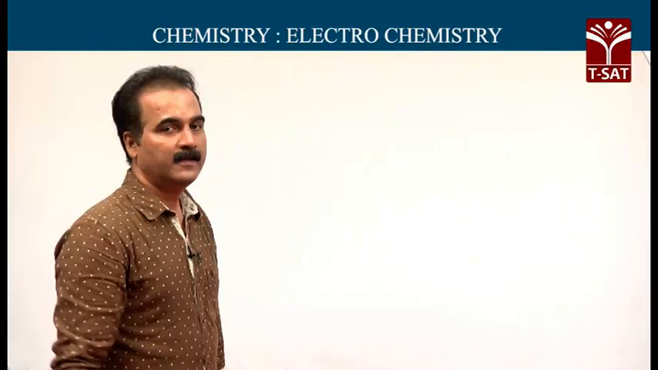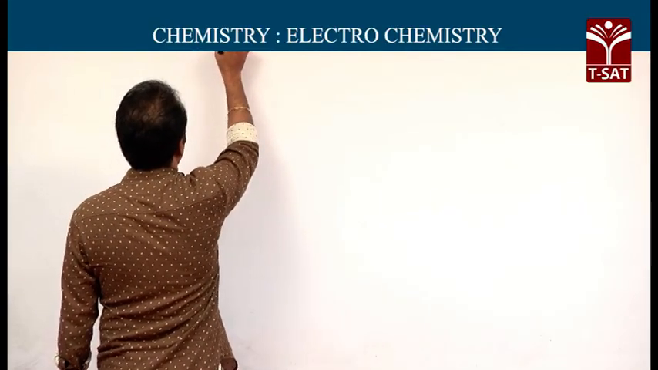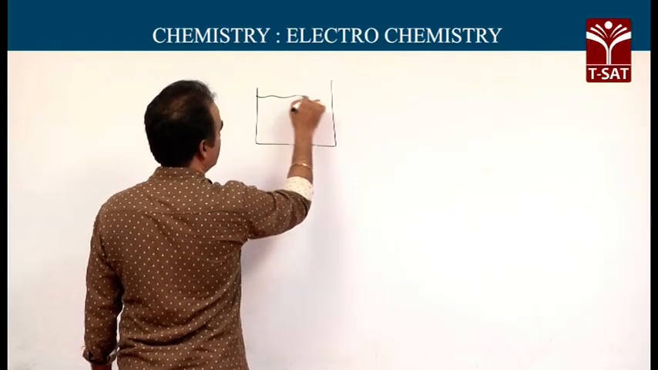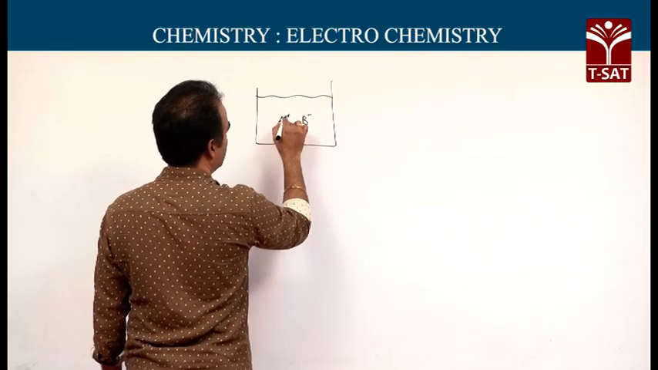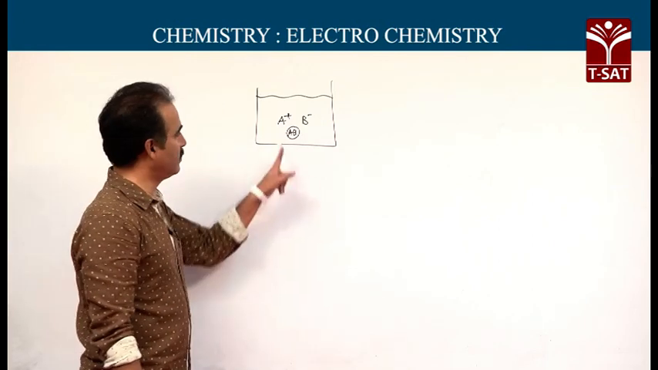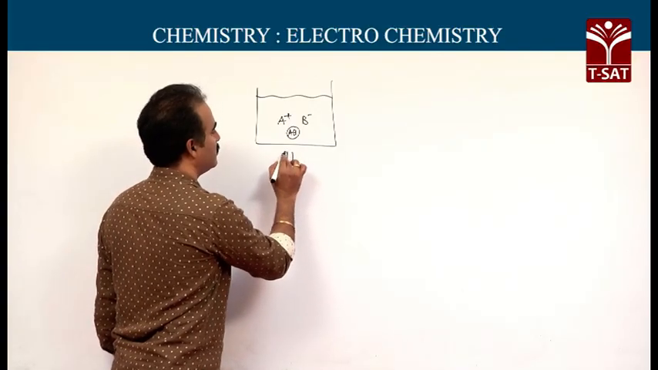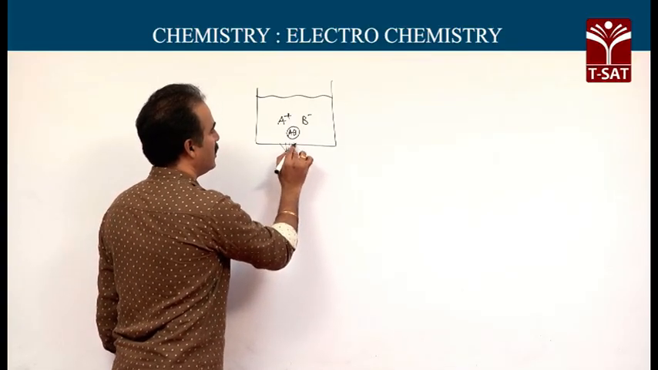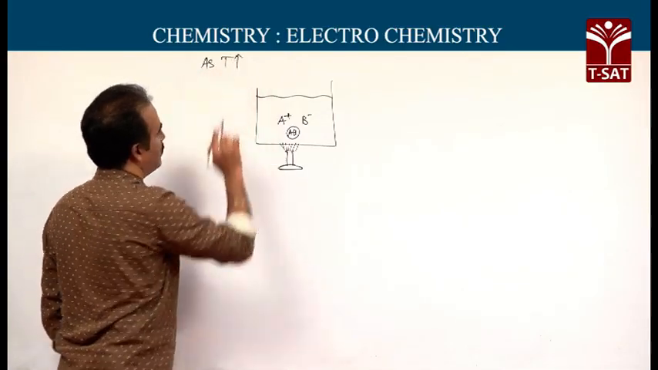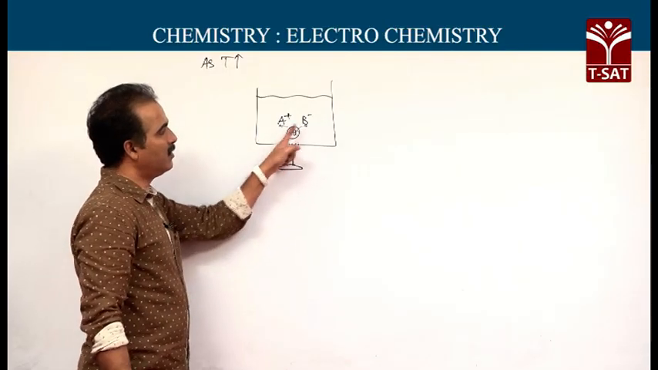Now, let us study the effect of temperature on electrolytic conductance. Suppose I am taking an electrolyte, say A plus and B minus, and there is some undissociated electrolyte also we can take. And now this solution has a certain conductance. Now you are heating this, that is, you are raising the temperature. As you are heating, means as temperature increases, what happens? Any undissociated AB will dissociate.